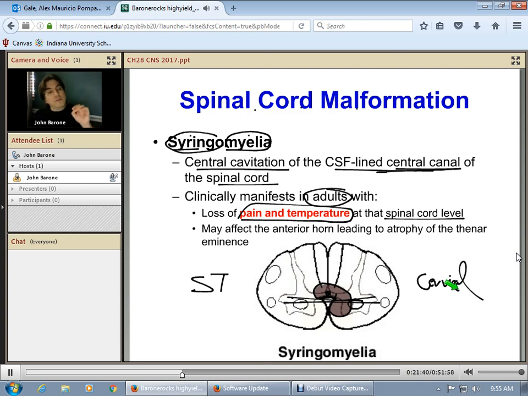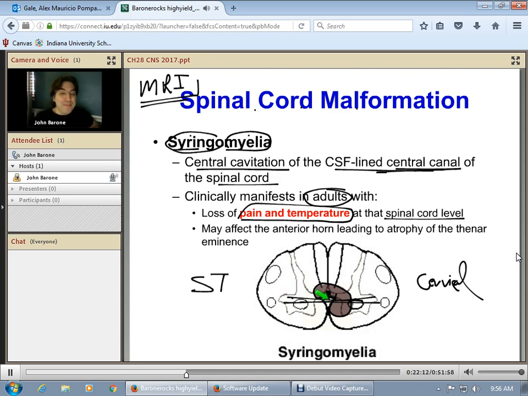Now, when you get the description, doctor, I keep burning myself when I'm cooking, you take a needle and you say, do you feel that? No, no, no. Ow, ow, ow. Loss of pain and temperature in this distribution. You immediately get an MRI. You get an MRI of the spinal cord, and you're going to look for this dilation in the cervical level. So MRI of the cervical level, and you will see this big dilated area.